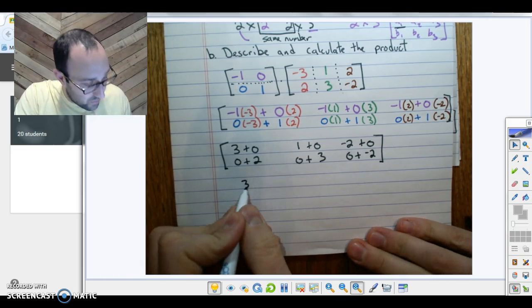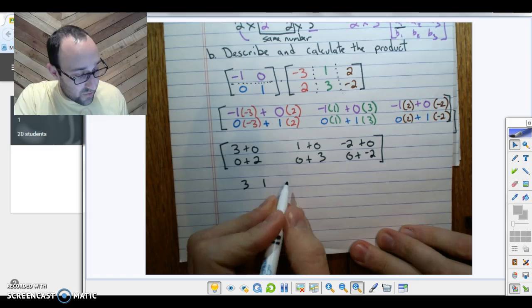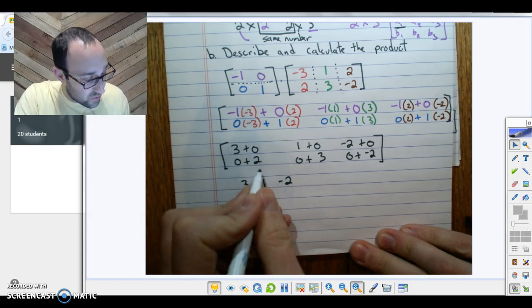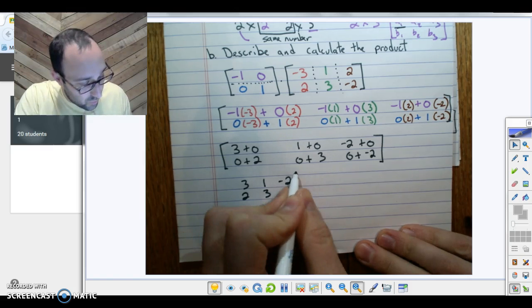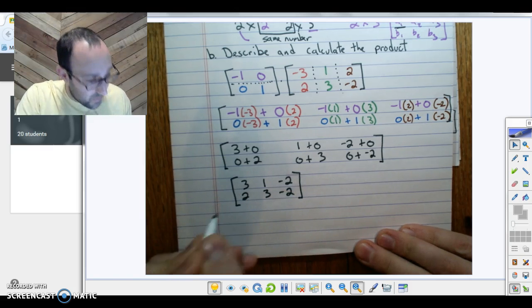3 plus 0 is 3. 1 plus 0 is 1. -2 plus 0 is -2. And then I've got 0 plus 2 is 2. And then I've got 3. And then I've got -2. And there is my solution.